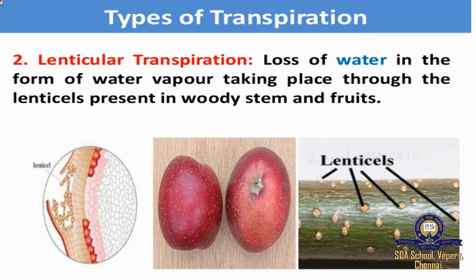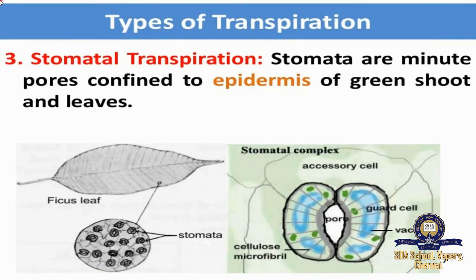The final and the third type of transpiration is stomatal transpiration. We have seen the structure of stomata, right? Yes. Stomata are minute pores confined to the epidermis of green shoots and leaves. So this transpiration is known as stomatal transpiration. So this is the third type of transpiration.